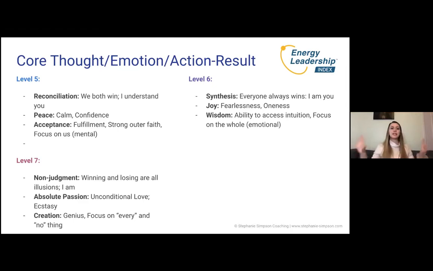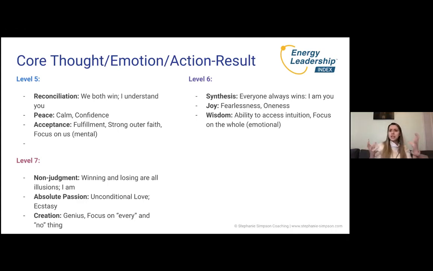Level 6, high anabolic. This is all about synthesis. This is like flow. If you're familiar with flow, Mihaly Csikszentmihalyi, this is where flow lives. It is like we are all one. You are me, I am you. Like we are all flowing together. There's joy.